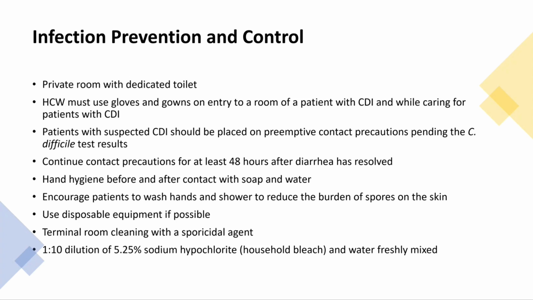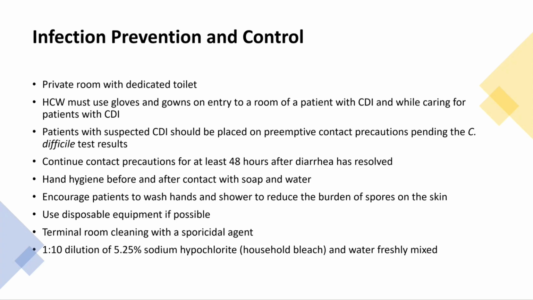People should be in a private room with a dedicated toilet. If you have a facility where there aren't enough beds and you have to cohort people, make sure you put people with the same resistant organism in the same room. So 2 C. diff patients can be in the same room, but not a C. diff and an MRSA, or something like that. It has to be matched. Now, you'd be surprised what goes on in some places. And then terminal cleaning with sporicides and using disposable equipment.